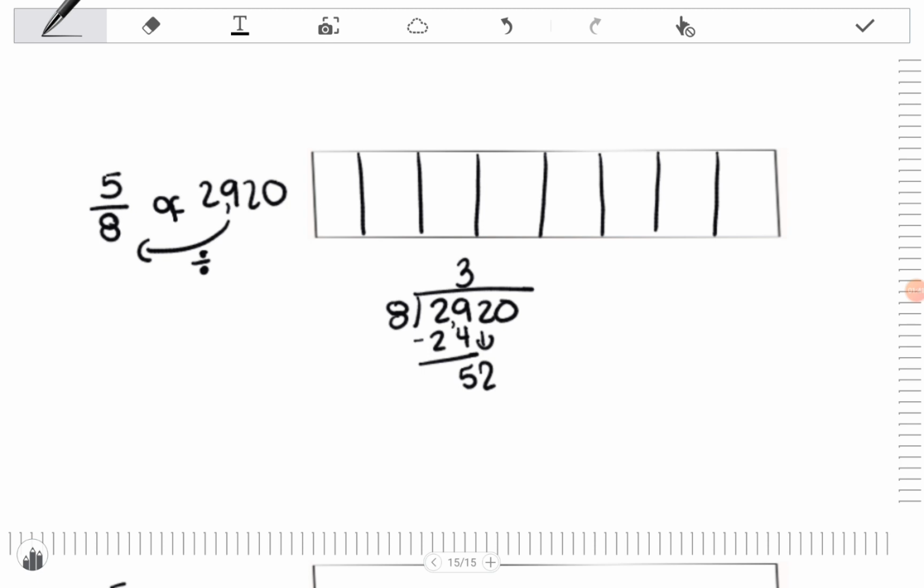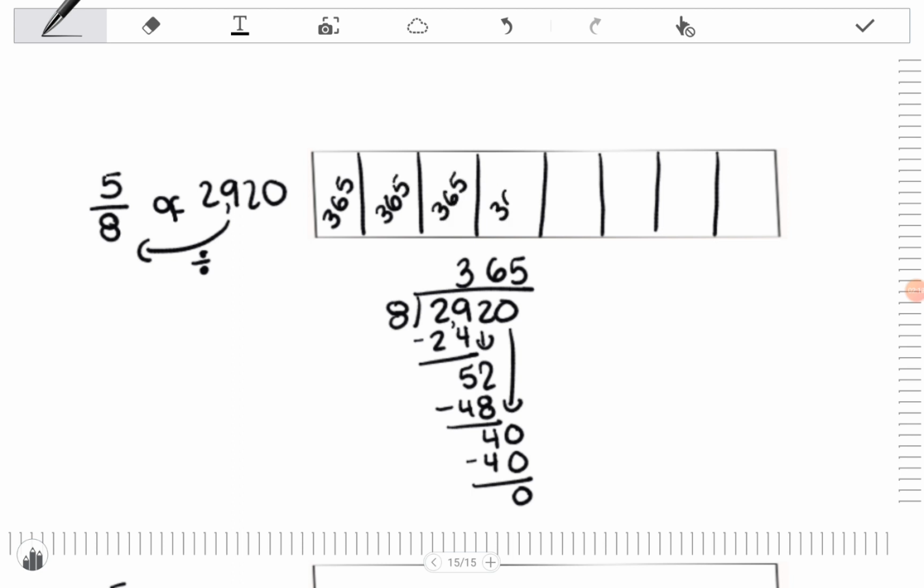And it's going to fit 6 times, right? 6 times 8 is 48. And once again, I subtract. This is going to be 4, and I bring the 0 down. Now, how many times does the 8 fit in the 40? It fits 5 times, exactly. Okay, so we're not going to have a remainder here, so it's perfect. Each one of those groups is going to have the result of the division, which is 365. Okay, now we have already divided the number.